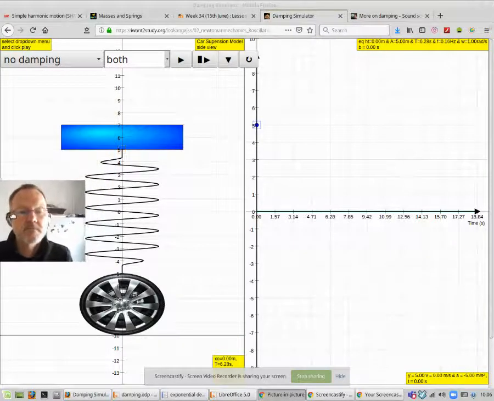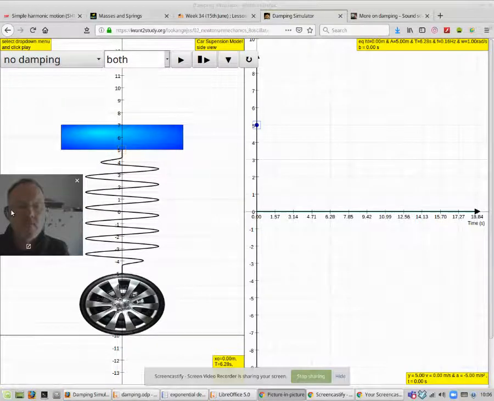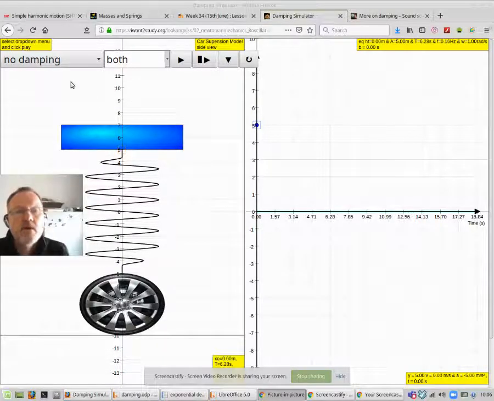Okay, so here we go. So we're going to start off with no damping, and just to describe what we've got here, the blue line here is representing the frame of the car. So this is the mass, effectively the whole car is modeled as this block here, and the tire of the car is at the bottom, and then you've got some spring suspension between them.